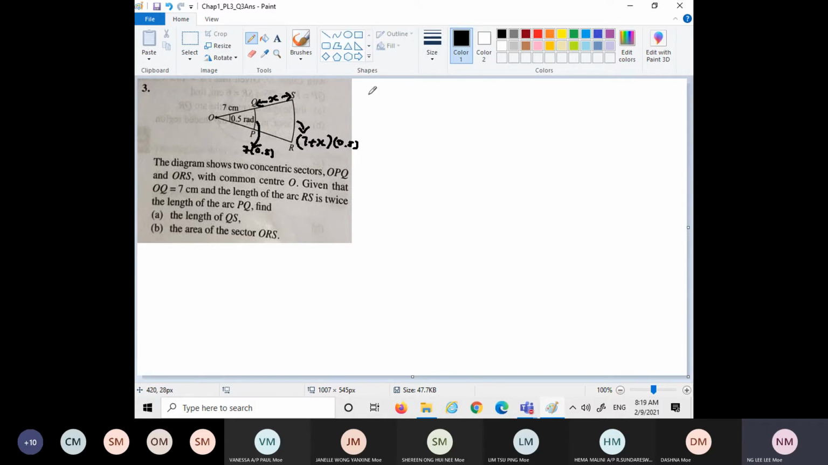So I form the equation: 7 times 0.5 times 2 equals (7 plus X) times 0.5. This 0.5 can cancel, so 7 times 2 equals 7 plus X. I move this to this side: 14 minus 7, therefore X is 7. This is part A.